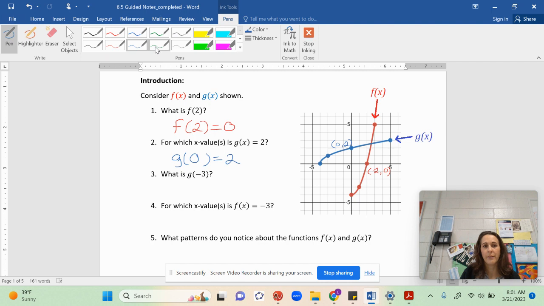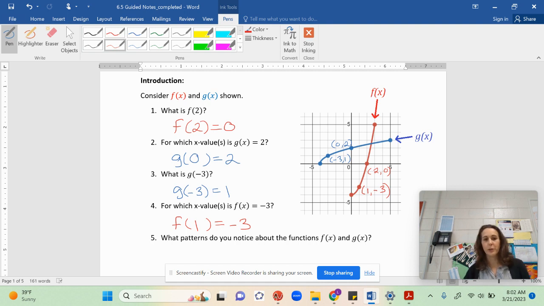All right, next we have what is g of negative 3? Look at the blue graph. When the input is negative 3, it looks like there's a point here at negative 3, positive 1. And then on the red graph, we can see that f of what is equal to negative 3? And maybe you're noticing a pattern at this point. We can see that there's a point at 1, negative 3 on the red graph. So f of 1 is equal to negative 3.